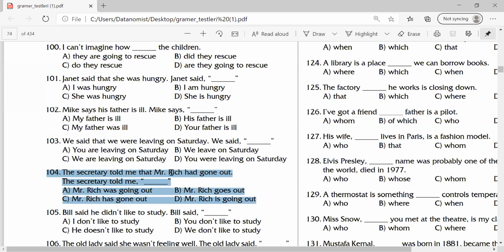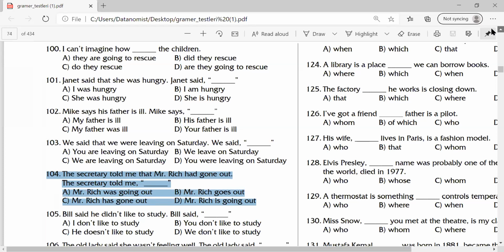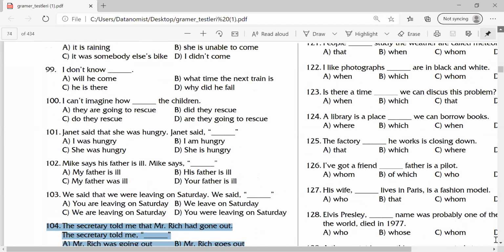This is okay. I want to take one step forward. What is one step forward of this? Had gone. This is past to the past. So let me take it to past. The secretary told me Mr. Rich went out. Okay.